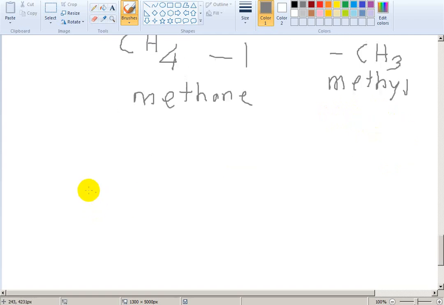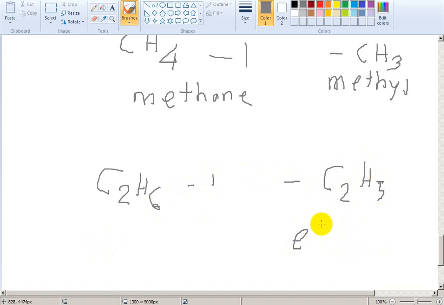What is ethane? Ethane is C2H6. If one hydrogen is deducted, it becomes C2H5. This is from ethane. Now it becomes ethyl. Ethyl. Okay, now this is a naming prefix.